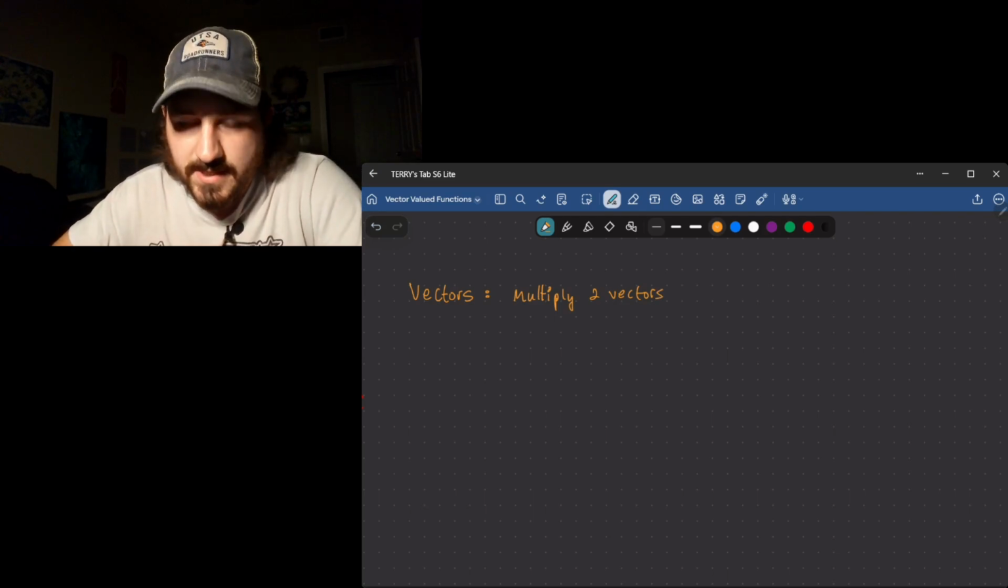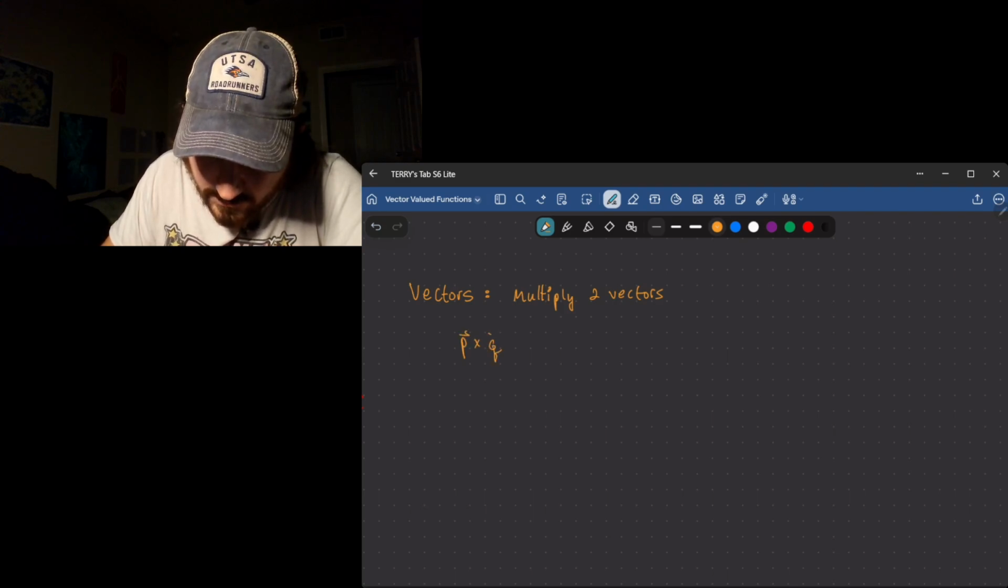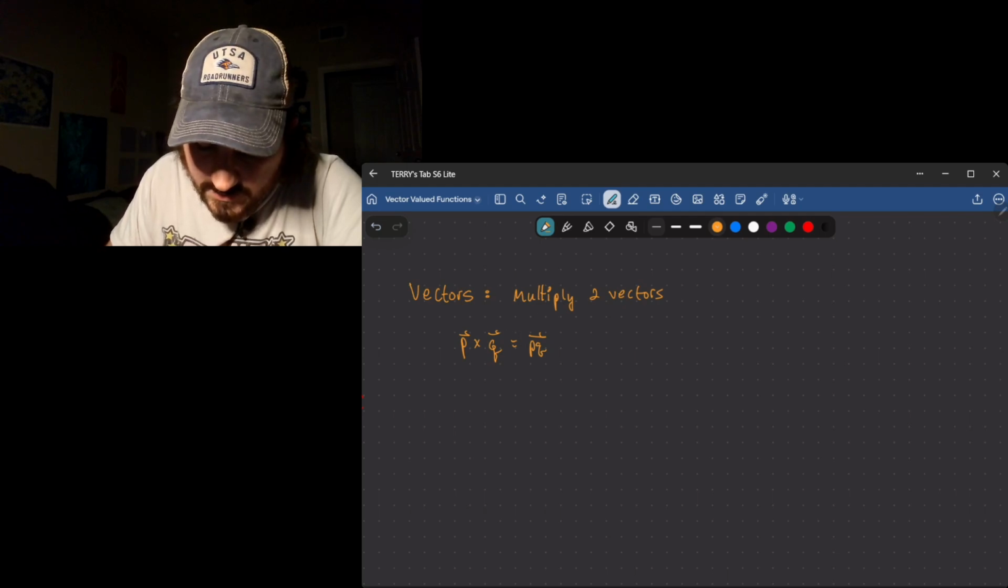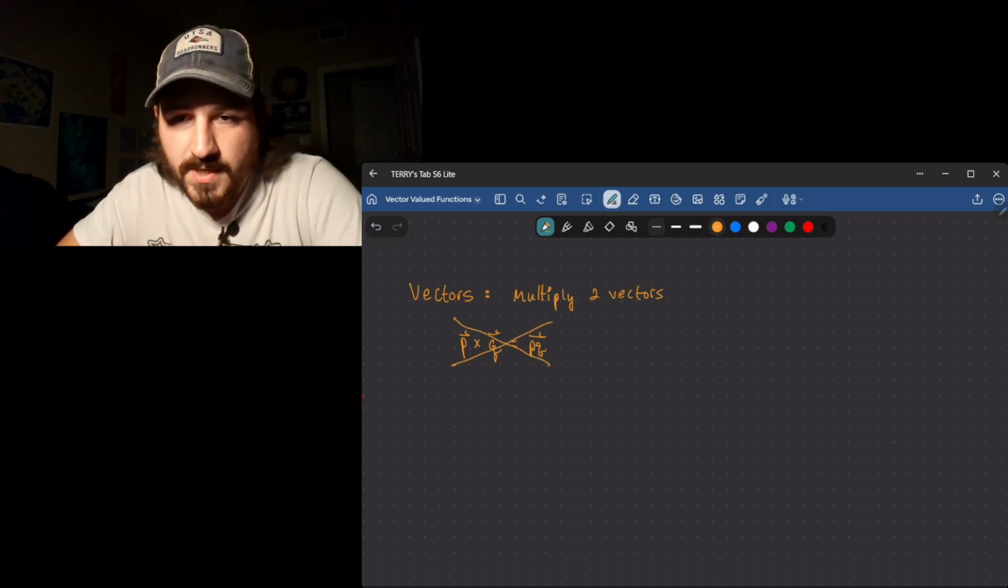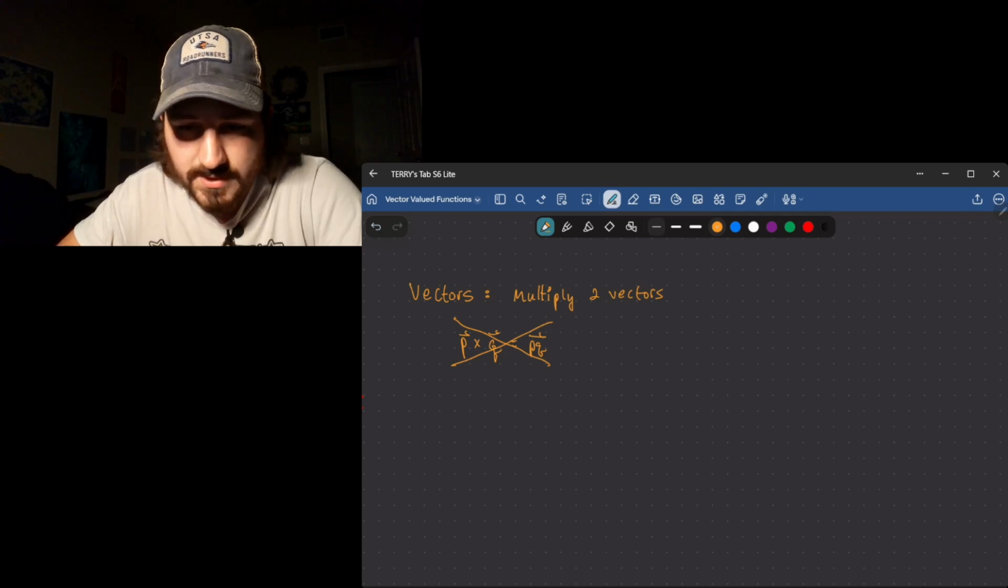Just as it stands, if you wanted to say, okay, let me take this vector p and multiply it by vector q, and that's going to be pq, that is not true. This is not how vector multiplication works. You cannot do it this way. There's no way to do it this way, unfortunately.